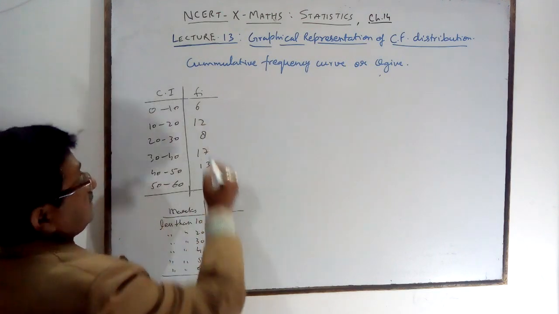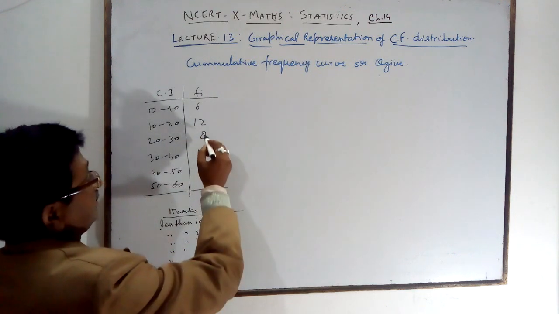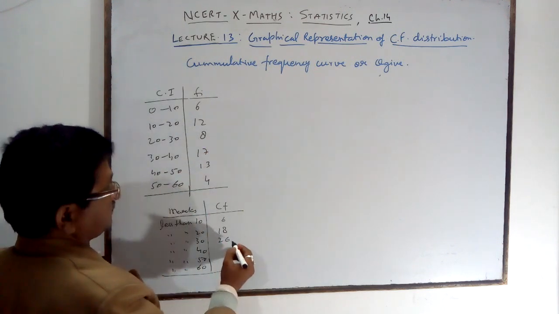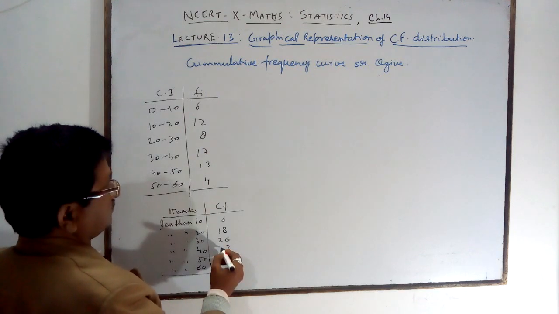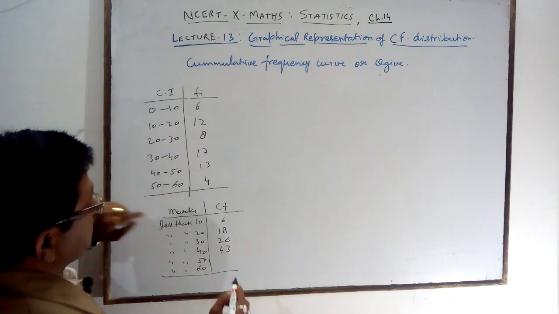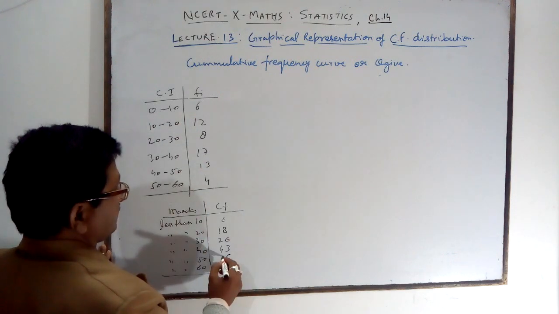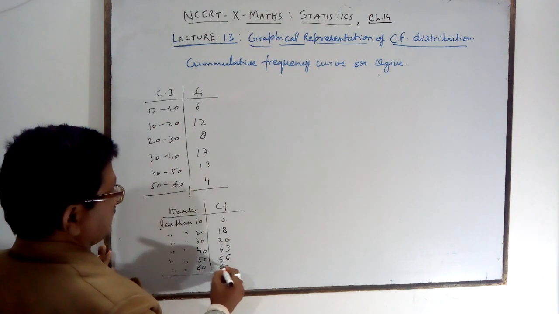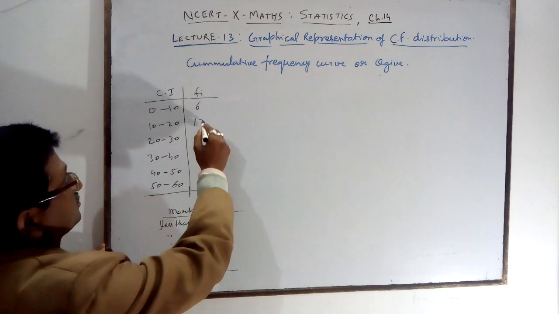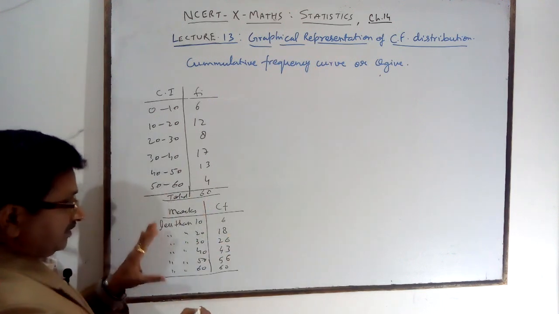And what is the CF? 6. 12 plus 6, 18. 18 plus 8, 26. 26 plus 17, 43. 43 plus 13, 56. 56 plus 4, 60. It is the total you are getting. Sigma Fi is 60, the total given here. So first you find out the table of the less than type.